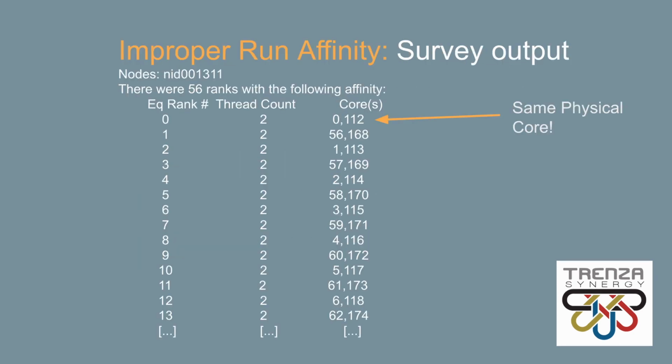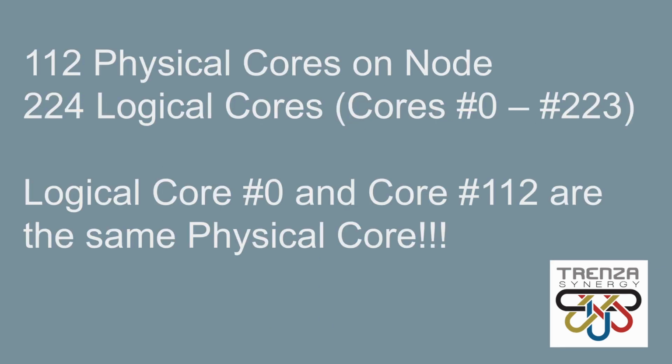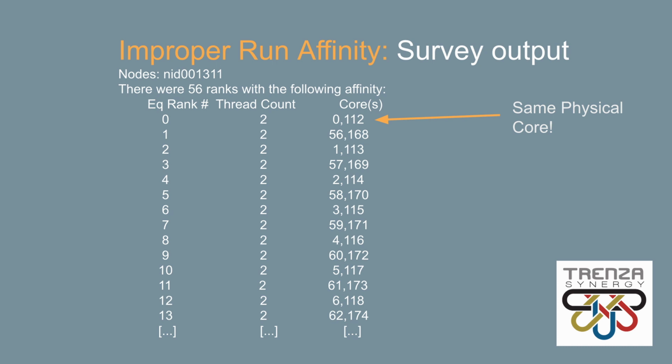Here are the Affinity results provided by Survey when we run the application with pedestrian srun options. Notice how cores 0 and 112 are both assigned to the 2 threads of rank 0. Remember that on this system there are only 112 cores per node. So core 112 actually corresponds to a logical core with the same physical core as core 0. That means the physical core is oversubscribed. The other cores are similarly oversubscribed.